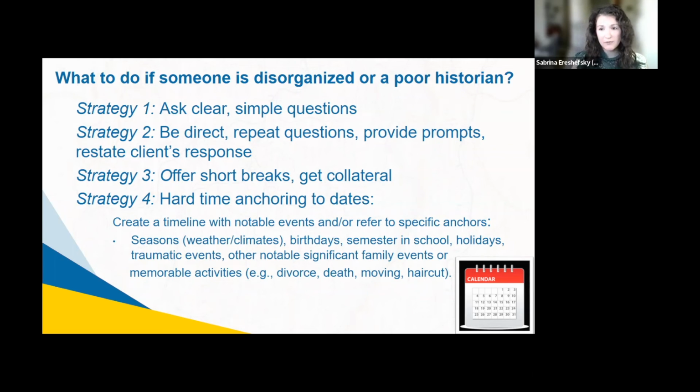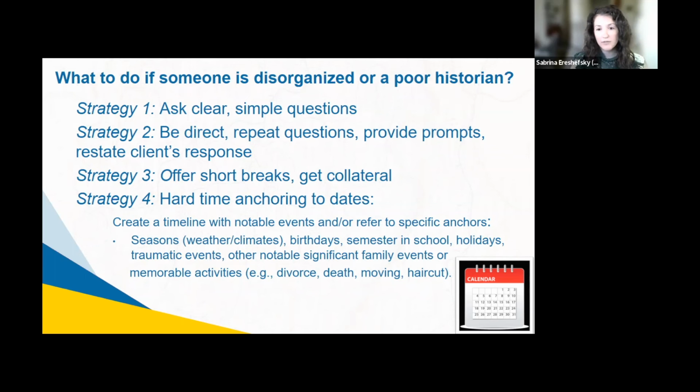Even with your best efforts, though, with someone who's more disorganized or tangential, you may not be able to focus them and get the information you need. And so that's okay. I just want to assure you, just do your best. Here, you can try your best to ask clear and simple questions, refraining from complex sentences or multi-part questions. Be direct, repeat questions, provide prompts to help the client stay on track, or restate the client's response in your own words to ensure understanding.